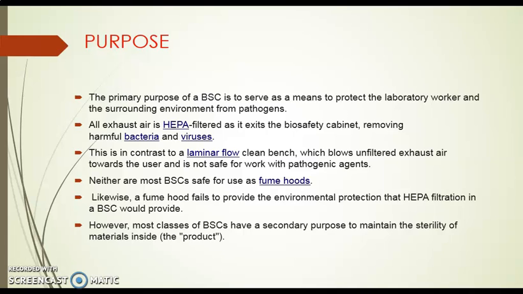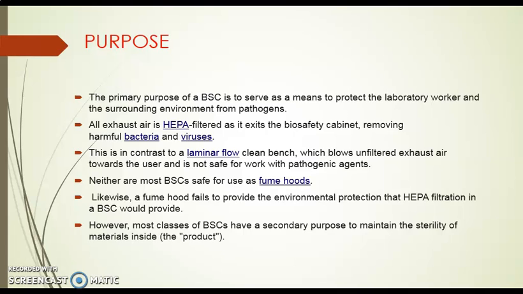This is in contrast to a laminar flow clean bench, which blows unfiltered exhaust air towards the user, and it is not safe for working with pathological agents. So in the laminar airflow of a clean bench, there is a chance of blowing unfiltered exhaust air, so we will get exposed to the pathogenic organisms. To protect us from the pathological agents, we are using biological safety cabinets.